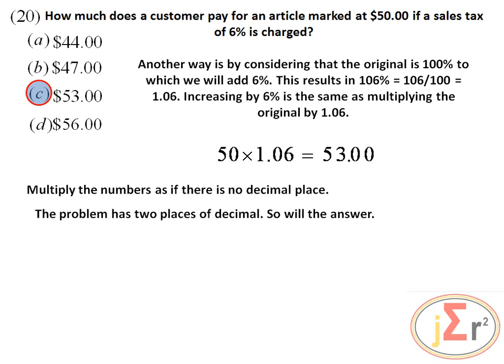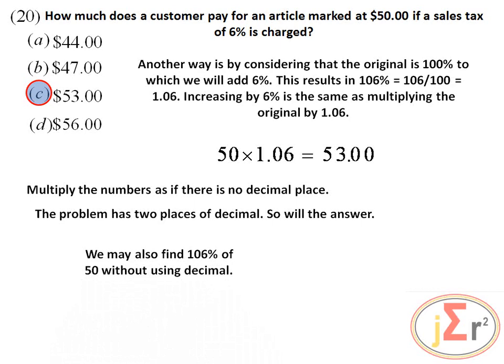From primary school we learn to multiply numbers that have decimal places as if they do not have any decimal place at all. In the end, we count the number of decimal places in the part that we are multiplying, and we ensure that the answer has the same number of decimal places.